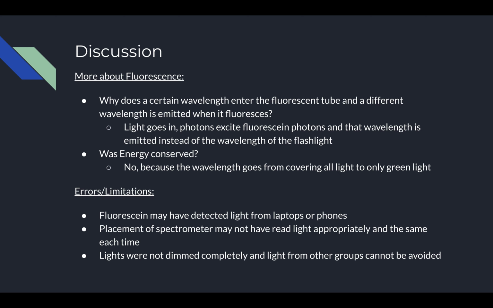Why does a certain wavelength enter the fluorescent tube and a different wavelength is emitted when it fluoresces? Light goes into the tube and photons are excited from the fluorescein, and that wavelength is then emitted instead of the wavelength of the flashlight. Was energy conserved? We said no, because the wavelength goes from covering all light to only green light.